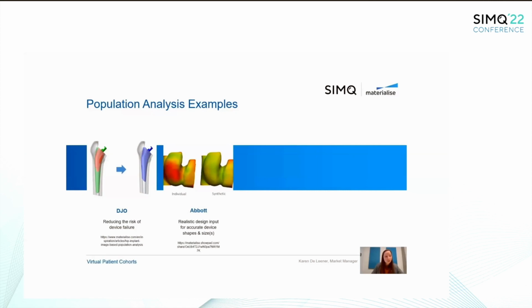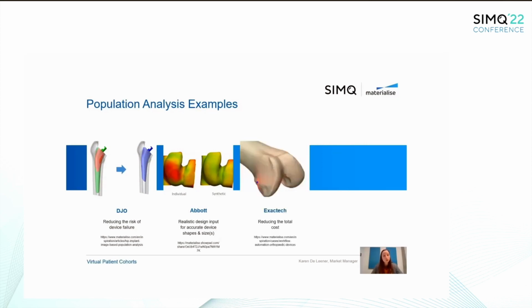A second example comes from a completely different field. So with Abbott Structural Heart, what they did was a study on the right heart anatomy, and the results that are presented in the corresponding paper show that synthetic virtual patients obtained from a statistical shape model are more generalized representations of the entire population than individual virtual patients.